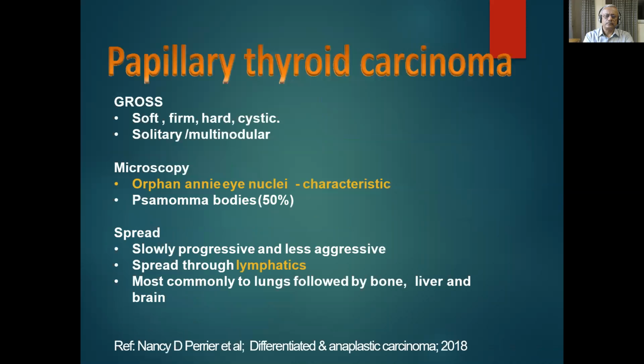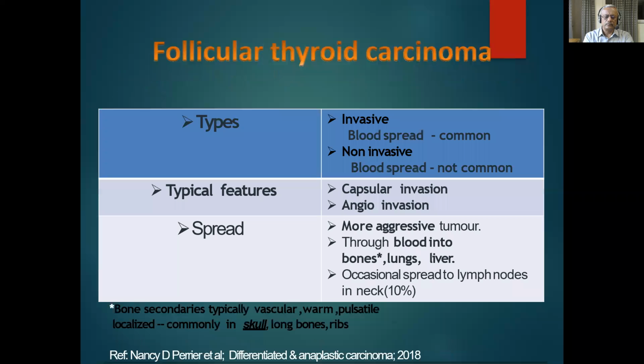Papillary thyroid carcinoma can be soft, firm to hard or cystic in consistency. It can be solitary or multinodular. Microscopically, orphan nuclei is the characteristic feature which we could see in the FNAC sample, and psammoma bodies. The spread of papillary thyroid carcinoma will be slow and progressive, and it is less aggressive. The most common spread is through lymphatics. It most commonly spreads to lungs, followed by bone, liver, and brain. And follicular thyroid carcinoma, invasive and non-invasive.